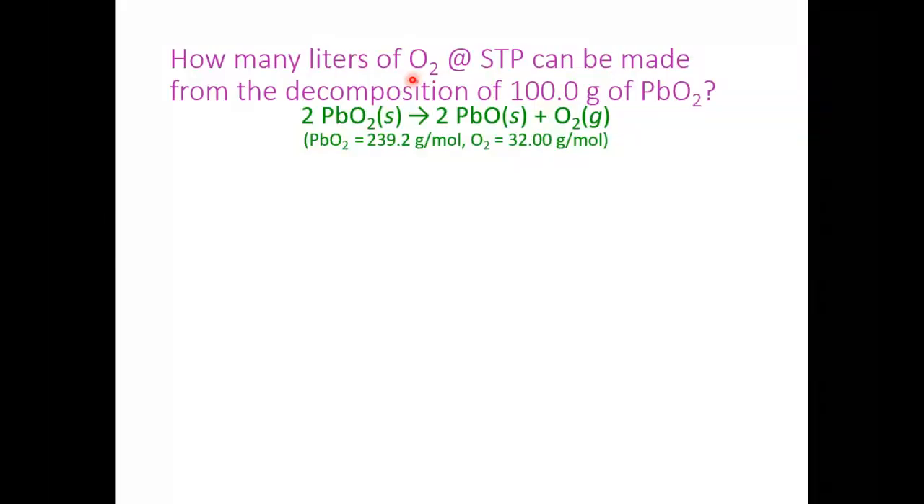How many liters of oxygen at STP? What does STP mean? Standard temperature and pressure. And what is the standard temperature and pressure? 1 atmosphere of pressure is standard, or anything equivalent to 1 atmosphere. And standard temperature is 273.15 Kelvin, or 0 degrees C.